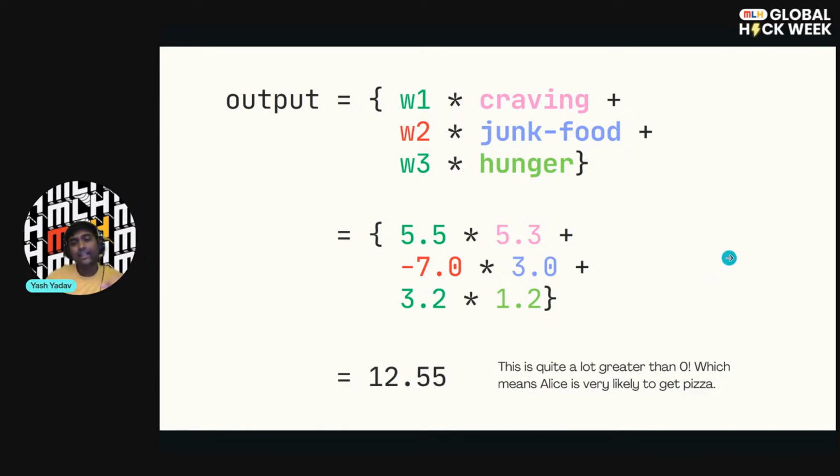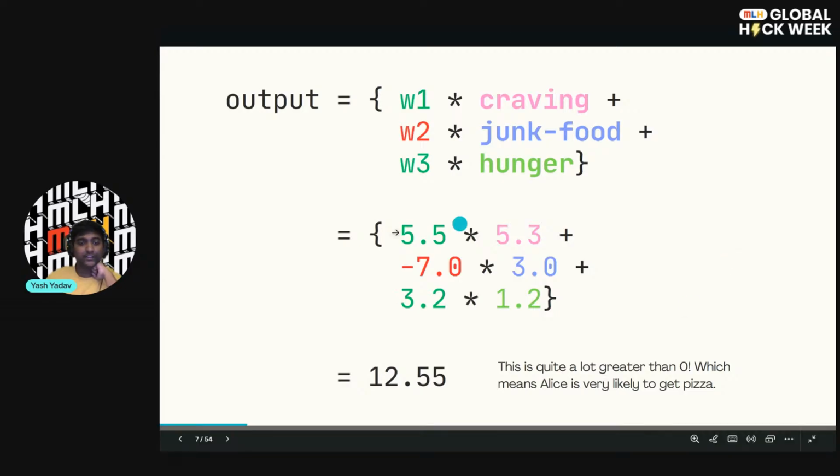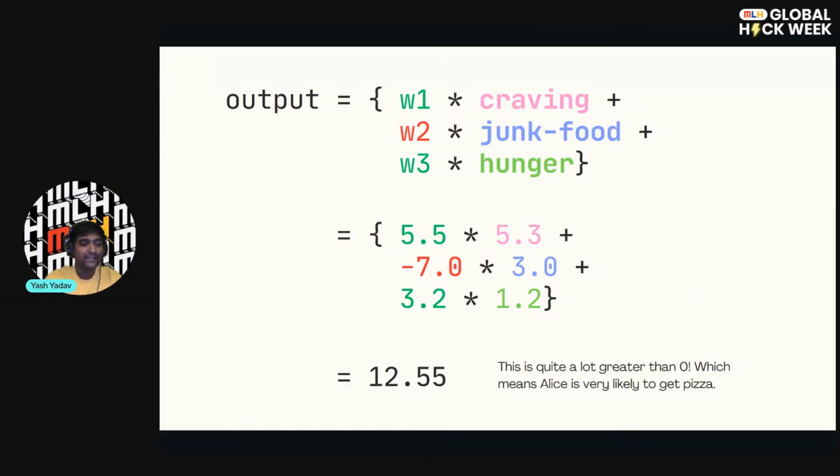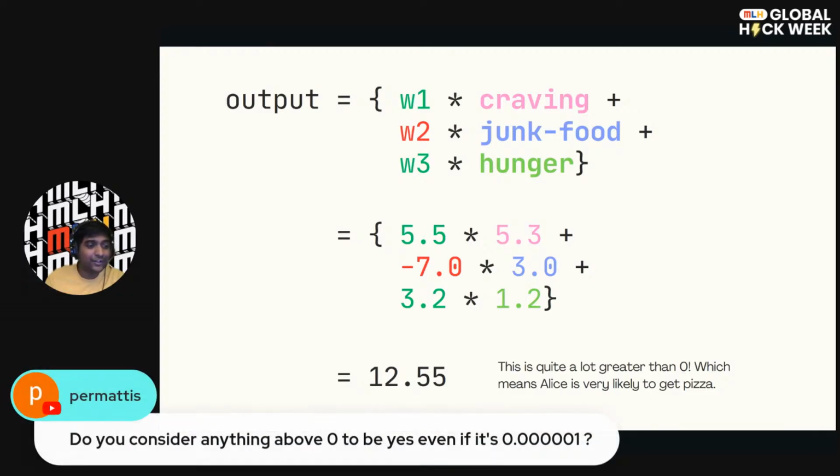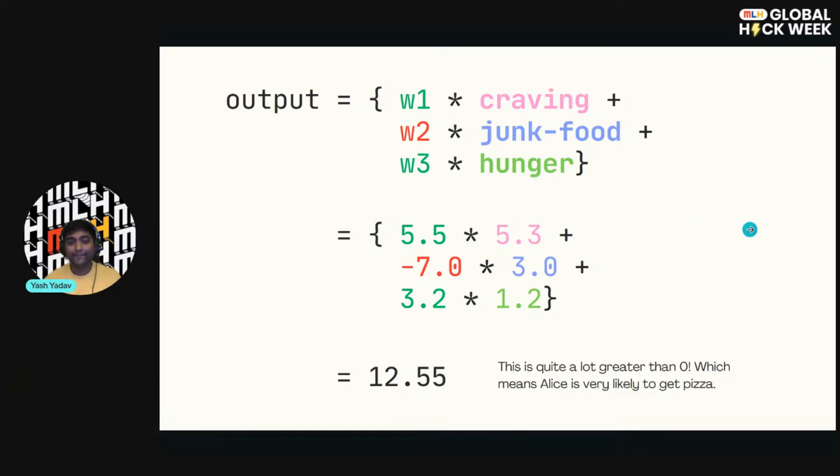Great, awesome. But then, so we have an indication on whether or not Alice is going to order pizza. But then something actually goes wrong with this equation, and I think Permatis has an indication. So Permatis says, "Do you consider anything above 0 to be yes, even if it's very low?" And this is exactly the thing that goes wrong with this equation right here. So let's try to understand it with another example.